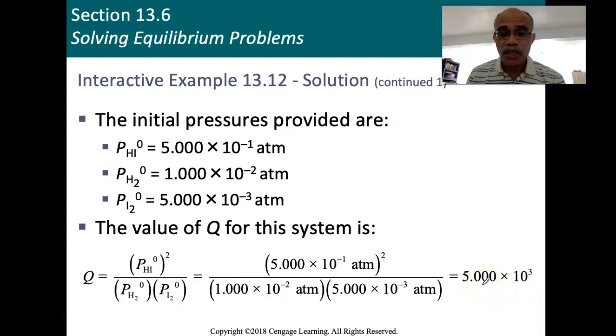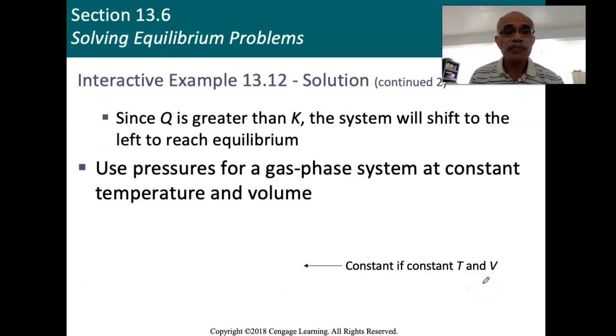So this is 5 times 10 to the 3, and we can compare that with the K that is given. Compare that, and you'll find that Q is greater than K. That means the system will shift to the left. That's very important. When you see that it is the reverse of what we are looking at, you have to be careful so that you will set it up in the right format, in the right equilibrium expression.